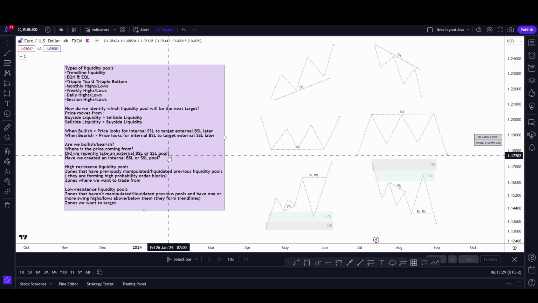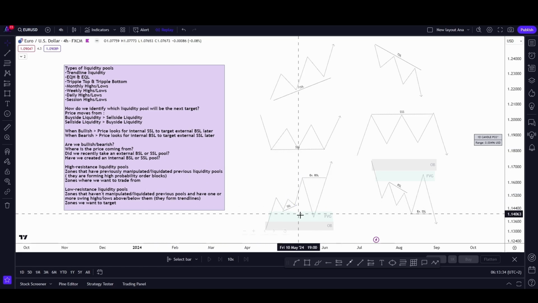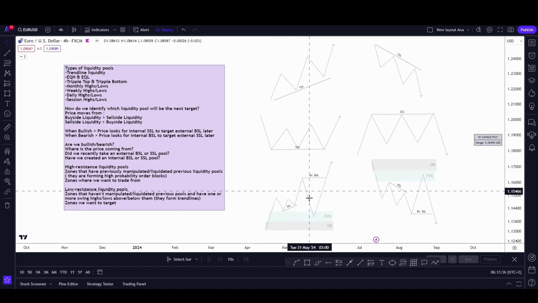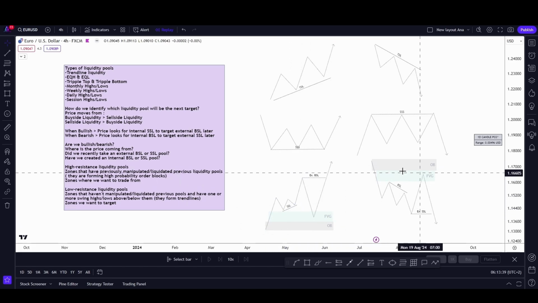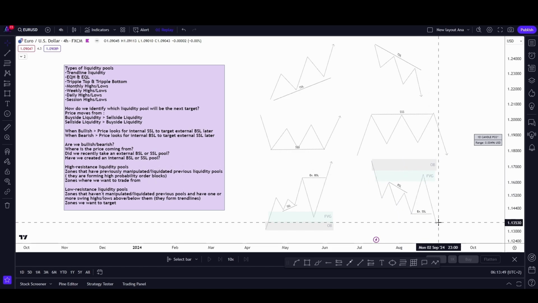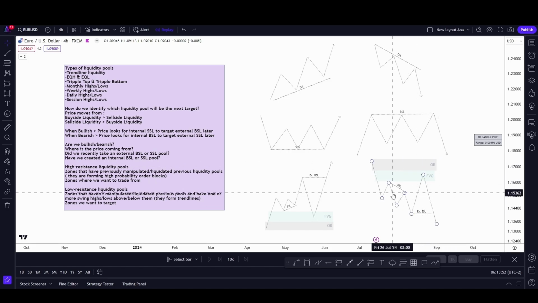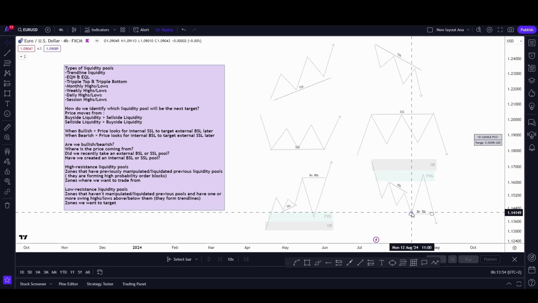So what are the high probability trades? The high probability trades, as I mentioned, is when we wait for price to take a sell-side liquidity pool in a bullish market, internal sell-side, and target external buy-side, and in a bearish market, when I'm waiting for price to take buy-side liquidity, internal buy-side liquidity pool, and then target the external sell-side liquidity pool. We can also take counter trend trades to target the internal liquidity, but those are lower probability trades that might result in a lower win rate. So we should keep that in mind.